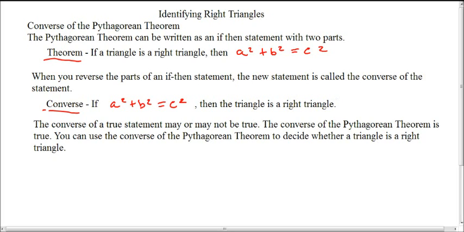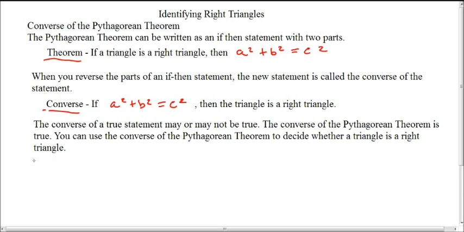So the converse of a true statement may or may not be true. The converse of the Pythagorean theorem is true. And you can use the converse of the Pythagorean theorem to decide whether a triangle is a right triangle. Let's take a look at two or three examples.